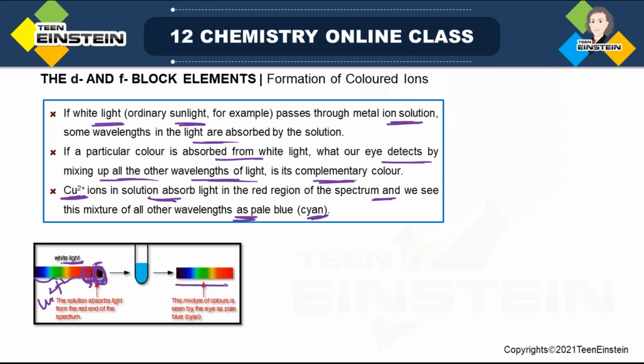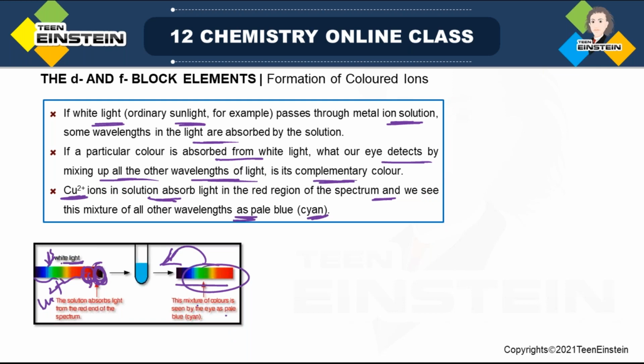That means the rest of the portion will be mixed, and it will give you this color, which is appearing as cyan. Now at first glance it seems that you are seeing only this color, but actually that is not the case. You are seeing this color cyan, which is a mixture of all the colors that are remaining. So the mixture of colors is seen by the eye as pale blue, which is also known as cyan.